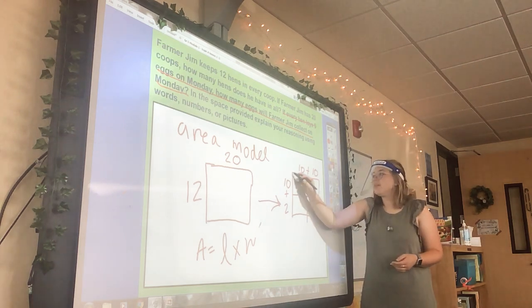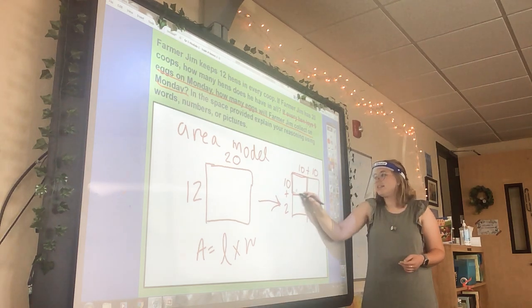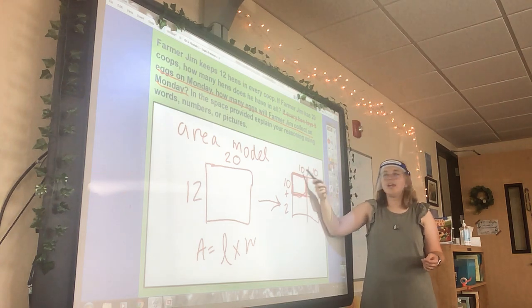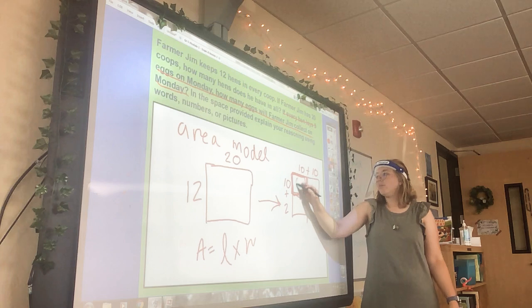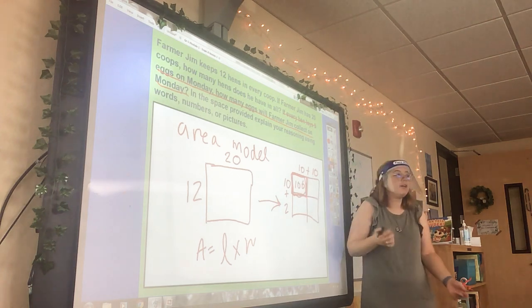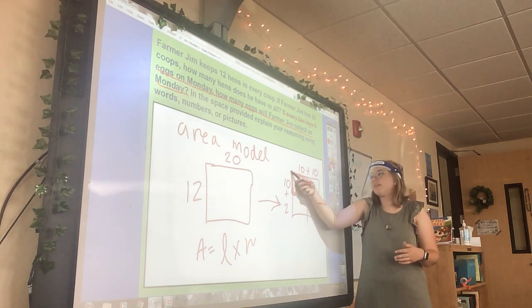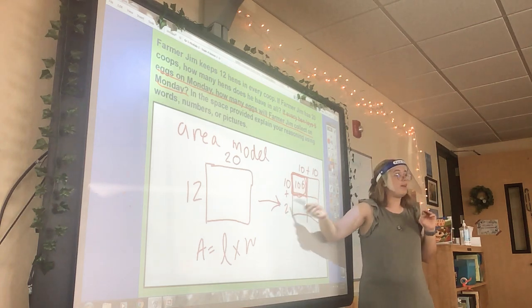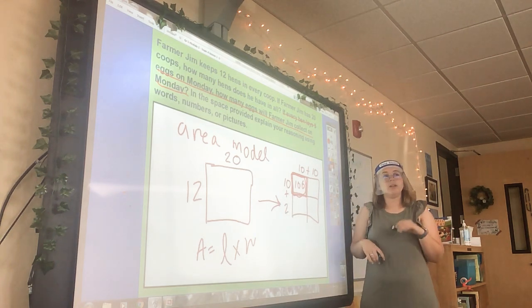So then we can multiply each box. It doesn't matter which one you start with, but I'll start with this one. 10 times 10, go. 100. Remember, because it's an area model, we find the area, so we do length times width. I heard some of you adding this. We're multiplying. We're still multiplying.